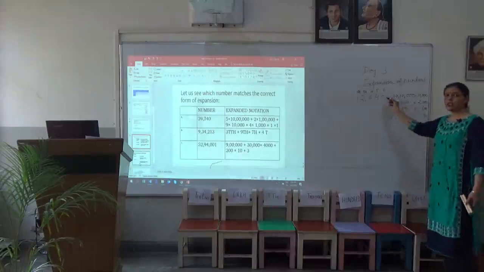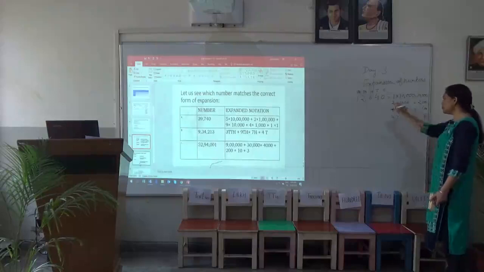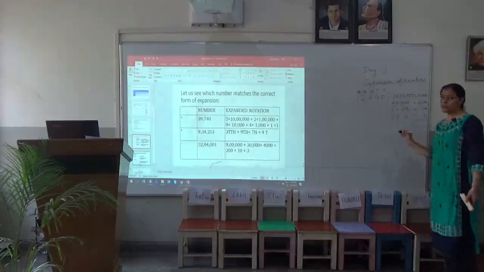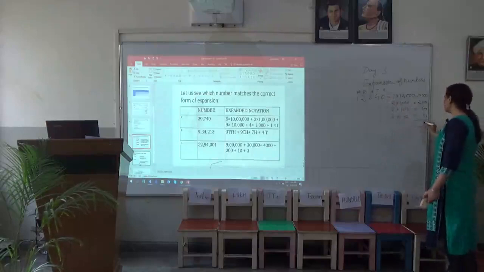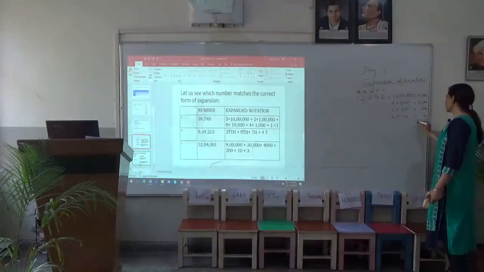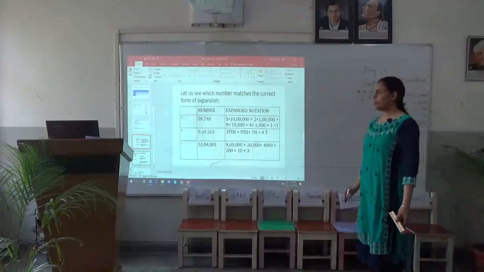And you can see there is no ones, so you just put 0 and you can always miss it also, but you have to remember that when it is in the end, it doesn't matter, but if it comes in front, it has a lot of value. You can see, adding all these, you get your same number. So this is how we expand different numbers.